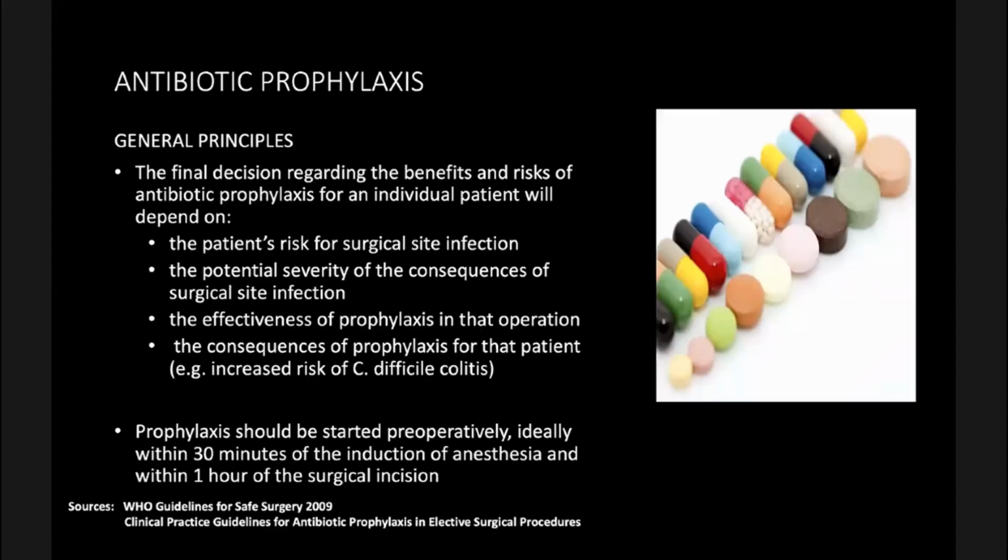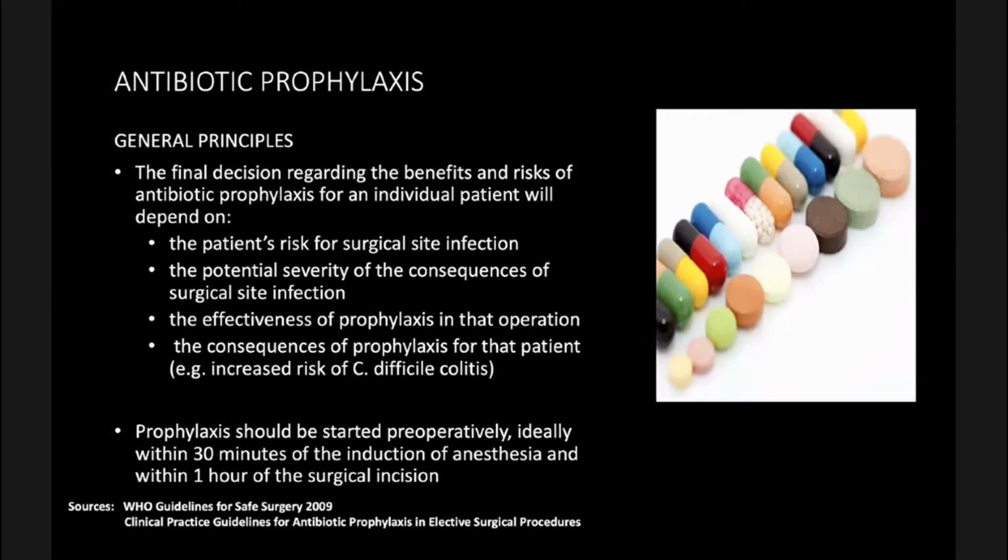So let's now go to antimicrobial prophylaxis. As for the general principles of antimicrobial prophylaxis, the final decision regarding the benefits and risks of antibiotic prophylaxis for an individual patient will depend on the following. The patient's risk for surgical site infection. So you have to look at the risk factors. Is the patient diabetic, or is your patient having AIDS, all right, HIV? The potential severity of the consequences of surgical site infection. Does this patient have some comorbidities that will worsen with the presence of SSI? You have to ask that question as well.